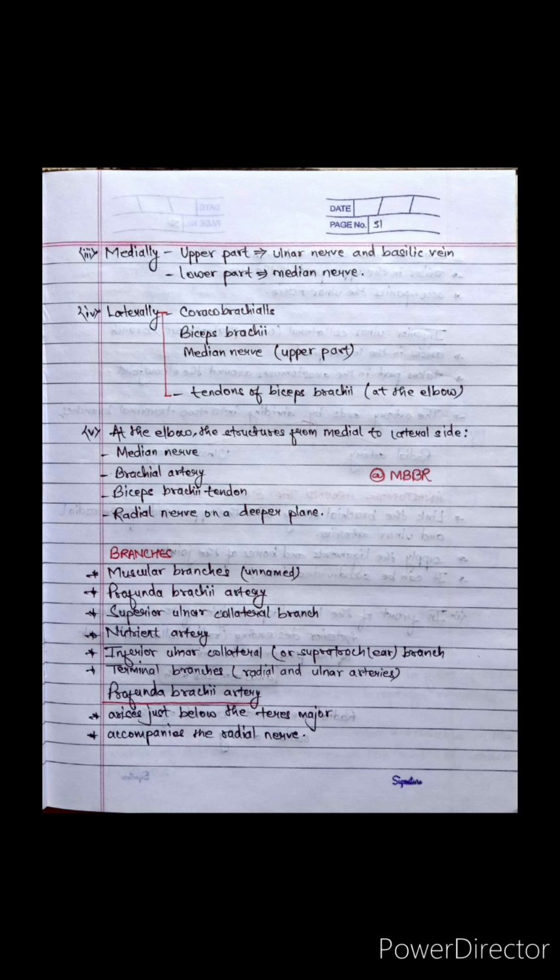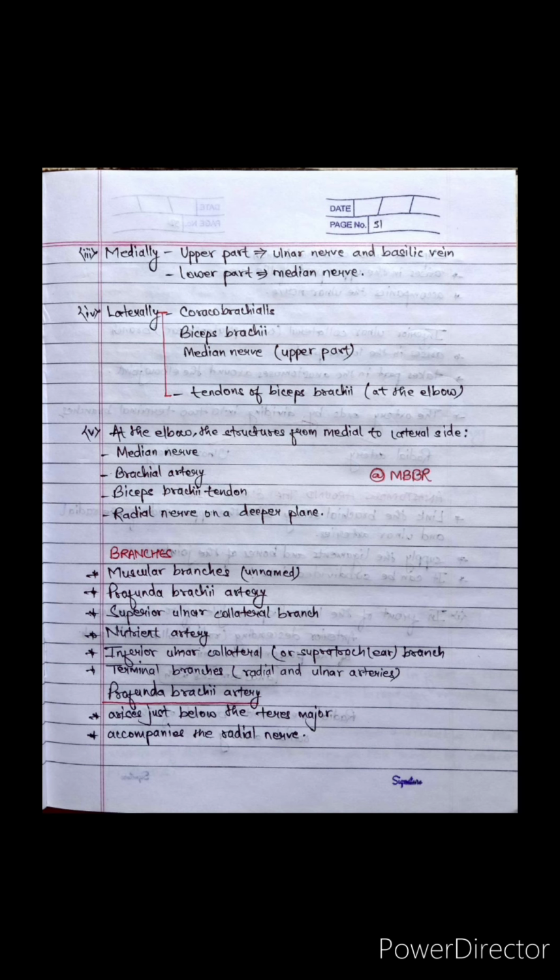Now let's see its branches. So first one is muscular branches, which are unnamed, profunda brachii artery, superior ulnar collateral branch, nutrient artery, inferior ulnar collateral or supratrochlear branch, and terminal branches, that is radial and ulnar arteries.